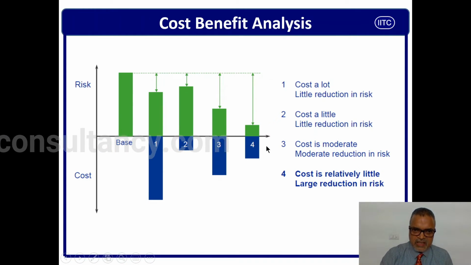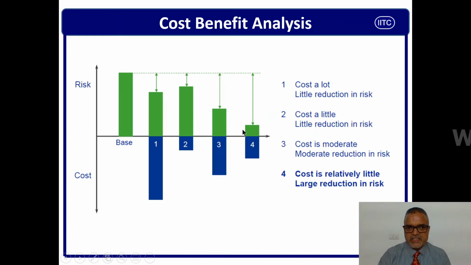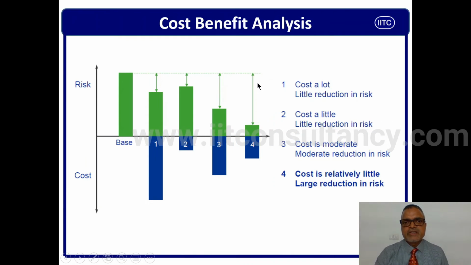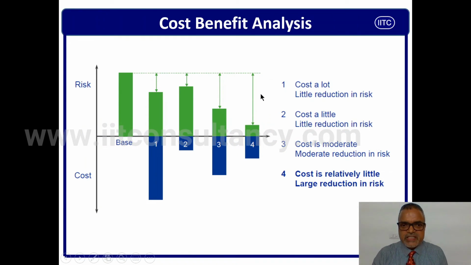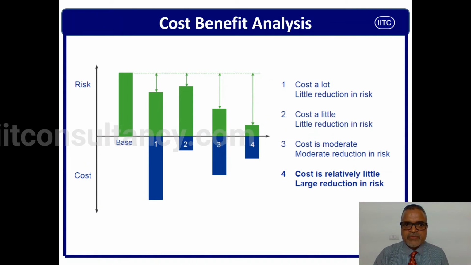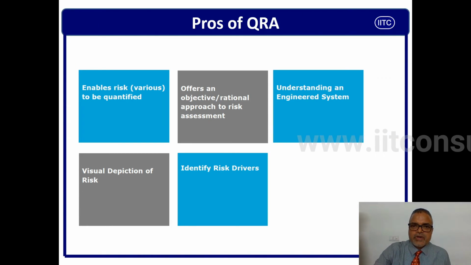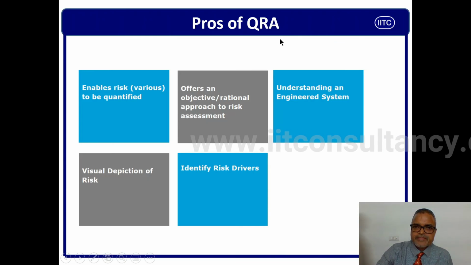So in this case, it is always advisable to implement RRM number 4, because here the cost of implementation is less than the amount of risk reduction achieved. That is why we need to do a qualitative and quantitative study to understand the CBA, cost benefit analysis, with respect to all proposed RRM, and the best RRM has to be implemented with respect to cost and risk reduction achieved. Now let us see the pros of the QRA.